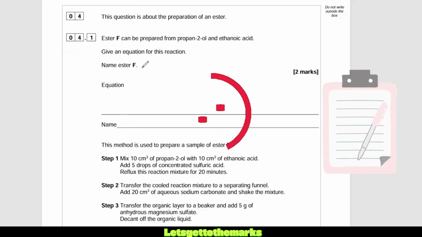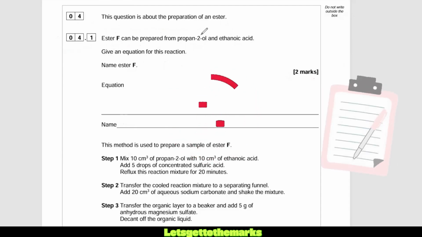Why don't you pause the video, grab a pen, grab some paper, and have a go at this one. All right, I'm going to go through the explanation.